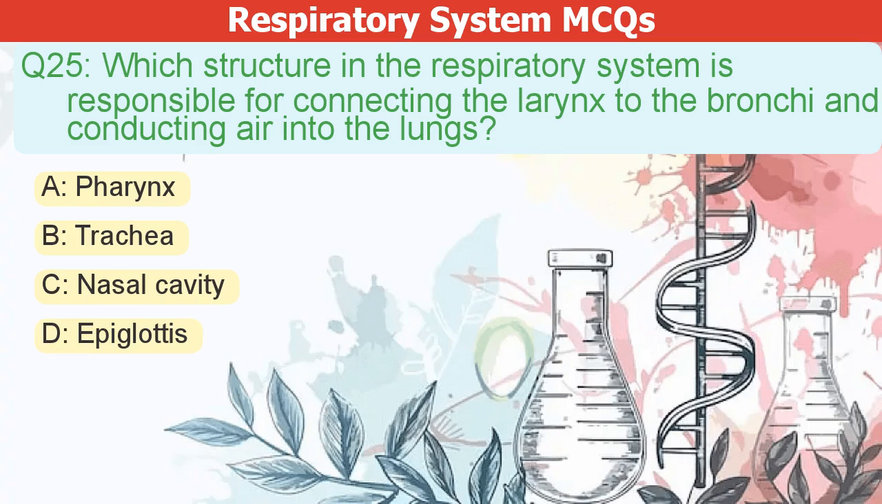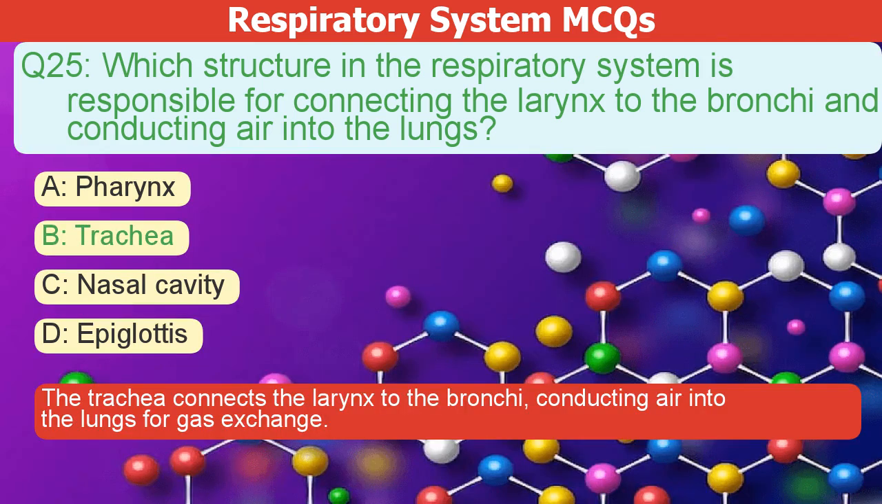Which structure in the respiratory system is responsible for connecting the larynx to the bronchi and conducting air into the lungs? A. Pharynx. B. Trachea. C. Nasal cavity. D. Epiglottis. The correct answer is B. The trachea connects the larynx to the bronchi, conducting air into the lungs for gas exchange.